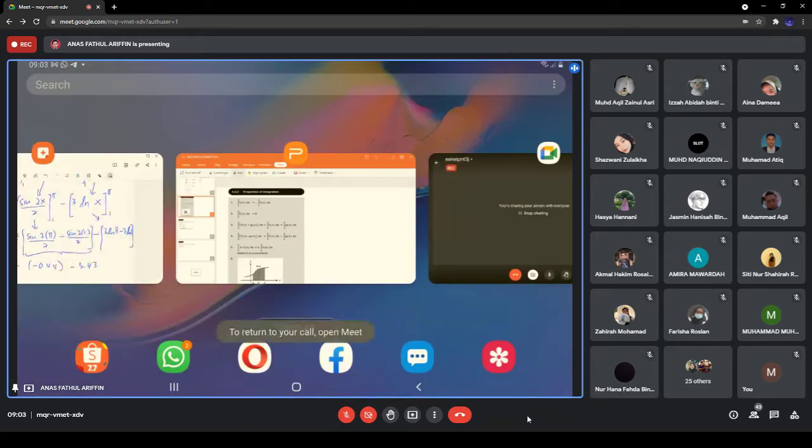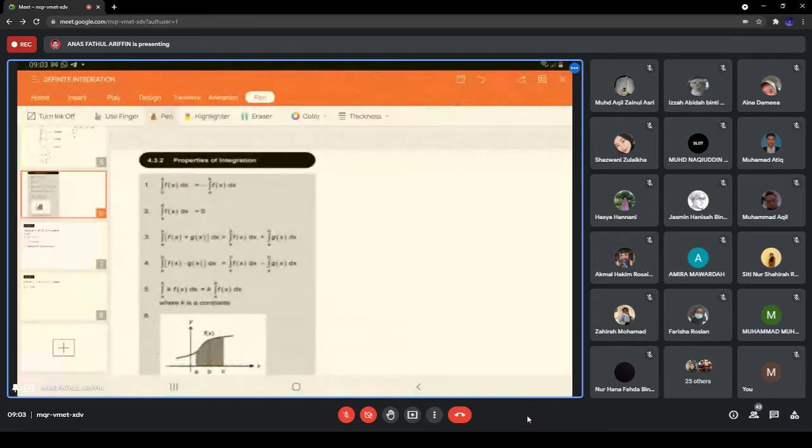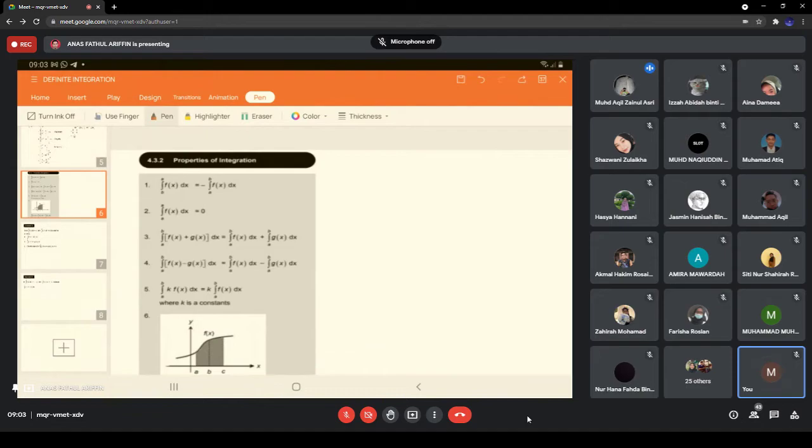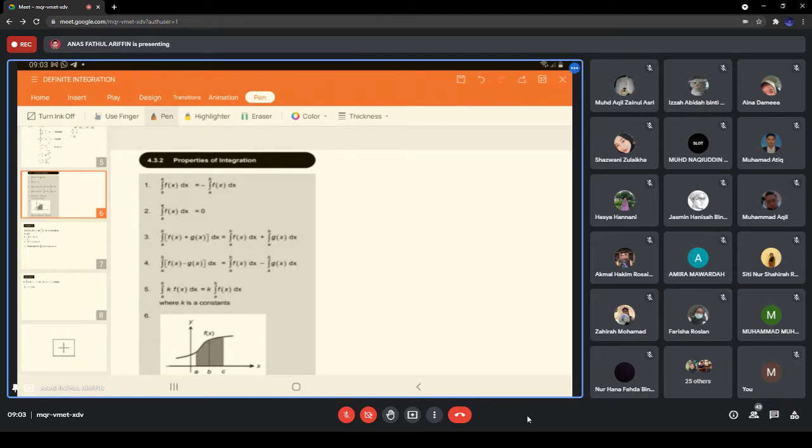Okay, so kita sambung balik. Dengar saya. So we continue on the next topic, properties of integrations. Basically we have about 6 properties or 6 theorems for these integrations.